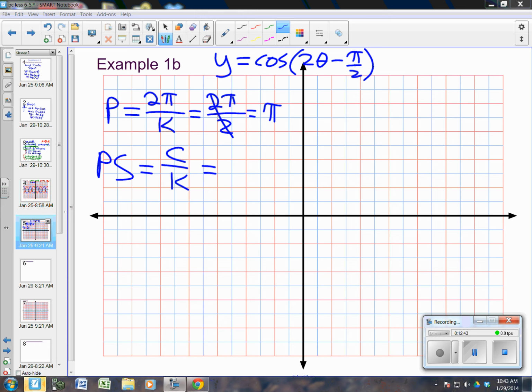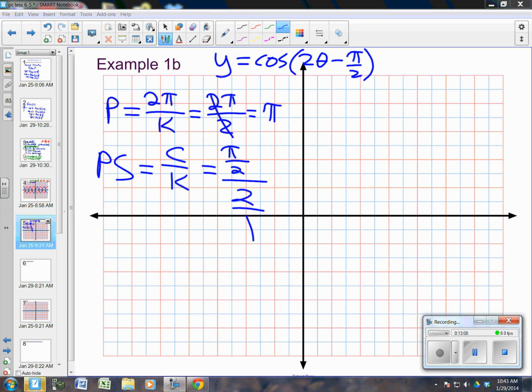So what's C right here? Well, what is C? Pi over 2. Is it positive pi over 2 or negative pi over 2? It's positive because it's always the opposite of that, right? So it's pi halves divided by K, which we already decided was 2. Well, how do you divide pi halves by 2?